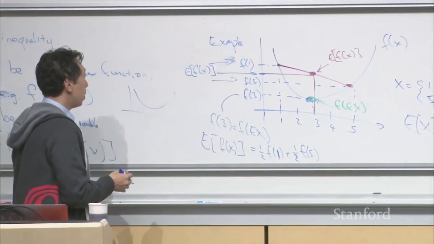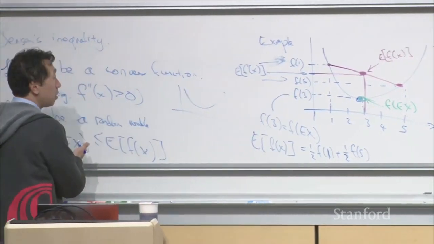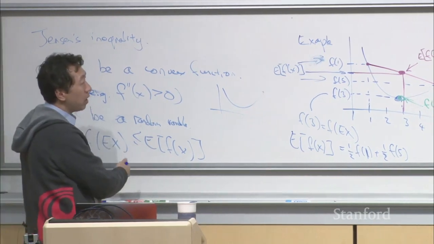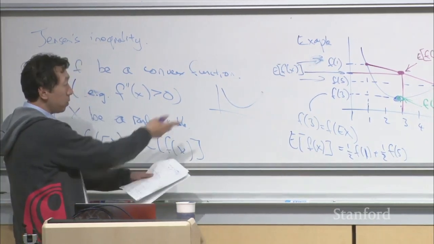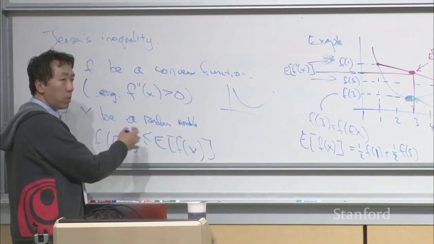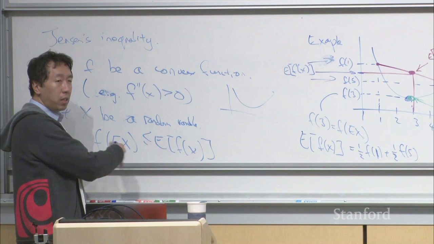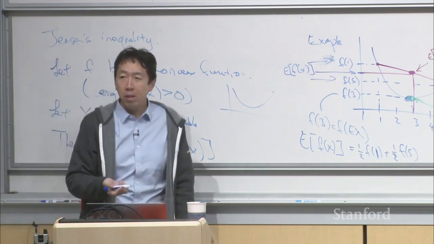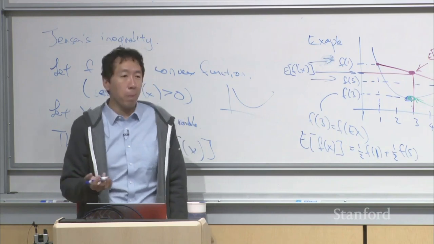Okay, so Jensen's inequality says that the left-hand side has got to be the same as the right-hand side. Sorry, I think I reversed the order of these two for that equation, but it doesn't matter. But Jensen's inequality says left-hand side is always less than or equal to the right-hand side, and the only way it's equal is if x is a random variable that always takes on the same value.